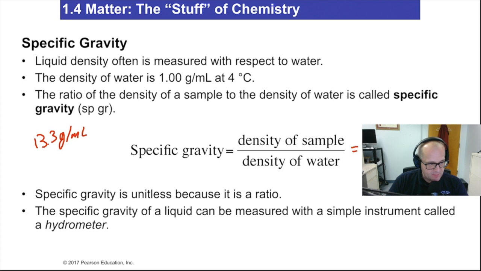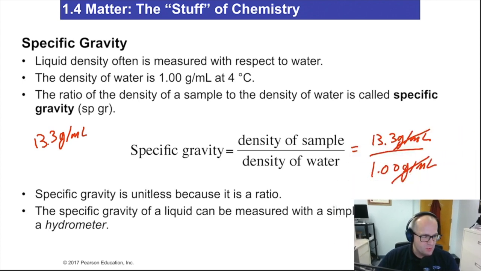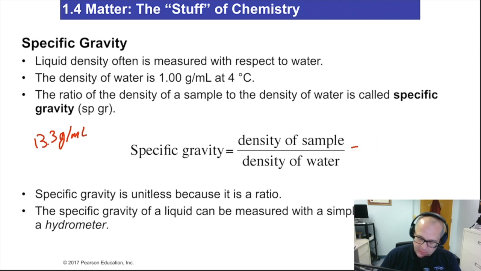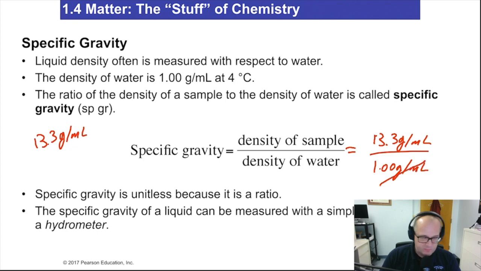And the units cancel, right? Oh, my face is in the way. Sorry about that. There we go. Let me move myself out of the way. Okay, all right, let's go back over that. We'll do the whole thing again because I was in the way. Equals 13.3 grams per milliliter over 1.00 grams per milliliter. Units cancel.